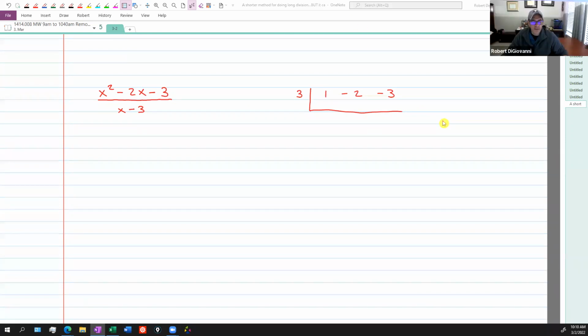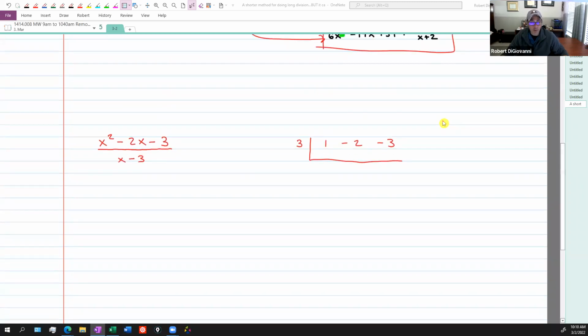Okay, I've got about 10 of you done. I'm going to work it fast, just to show you how quick synthetic should go. All right, so here we go. 1 comes down, 1 times 3 is 3, put it under here. -2 + 3 is 1, 3 times 1 is 3, add down 0. I have no remainder, right?